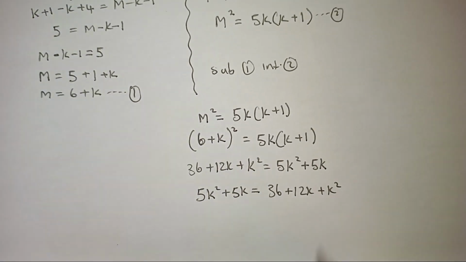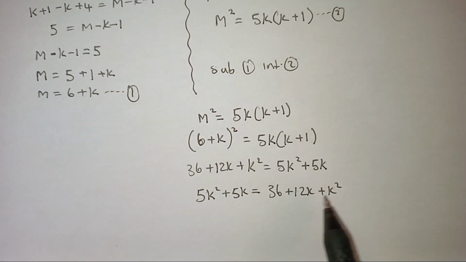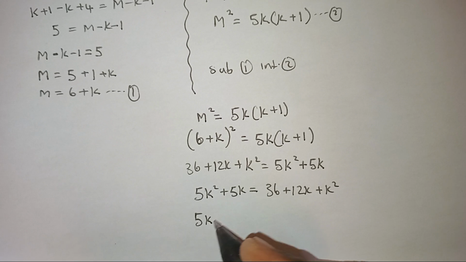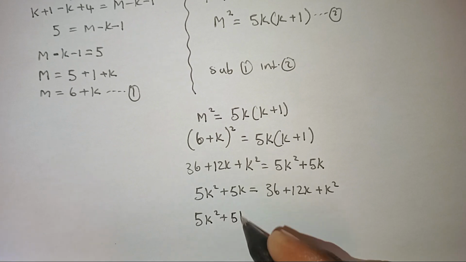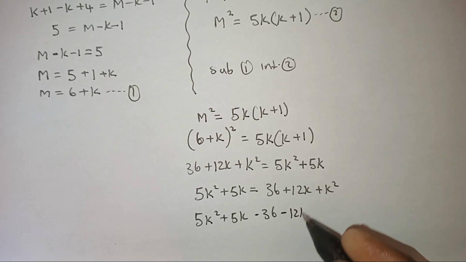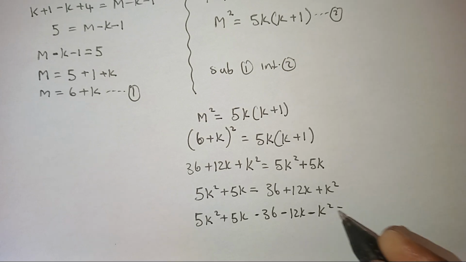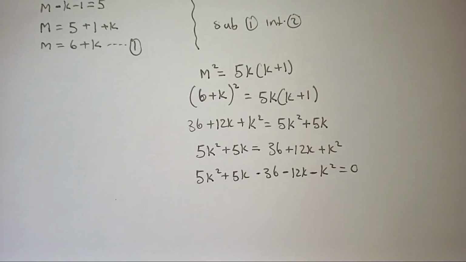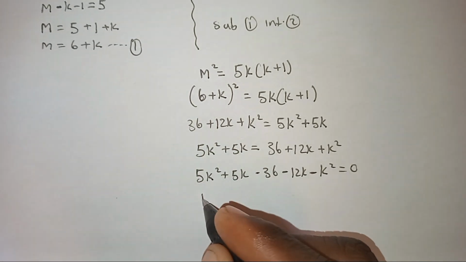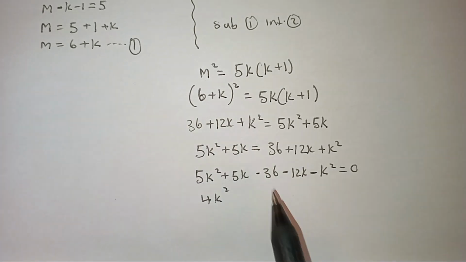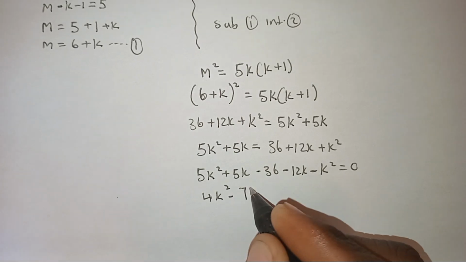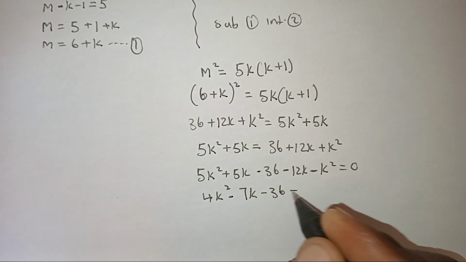Okay, so now let's take everything from our right and bring it to this side, and then we change the sign, right? So we're going to have 5k squared plus 5k, and then this will be minus 36, this will be minus 12k, this will be minus k squared is equal to 0. Okay, now let's group the like terms. 5k squared minus k squared, we have 4k squared. And then 5k minus 12k, we have negative 7k minus 36 is equal to 0.